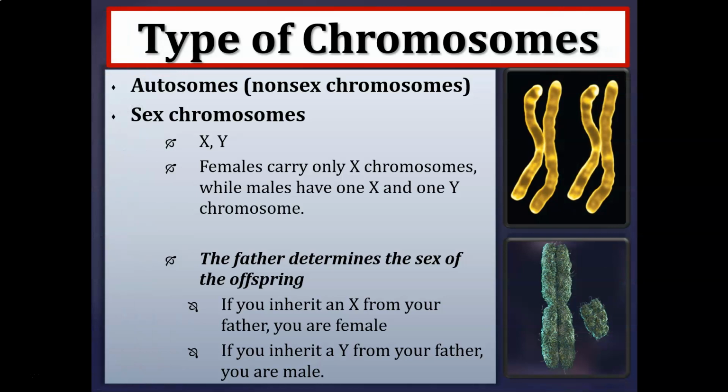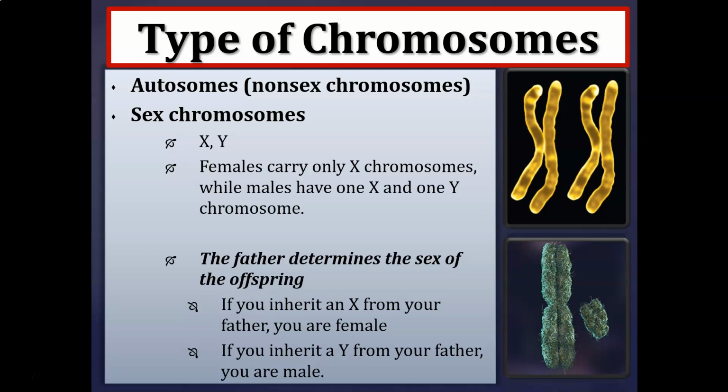All right, let's talk about the different types of chromosomes. There's 2 types of chromosomes in humans. Pair number 1 through 22, those are called autosomes. And then your 23rd pair would be your sex chromosomes. If you are biologically female, then you carry only X chromosomes. You are XX on your 23rd pair. If you are biologically male, you have 1 X chromosome and 1 Y chromosome.